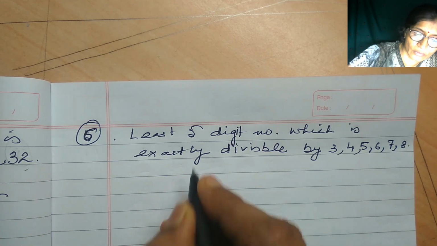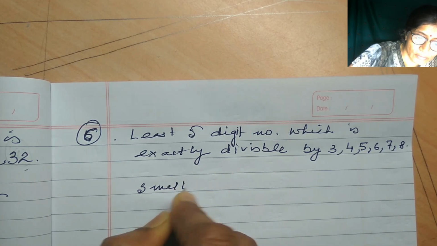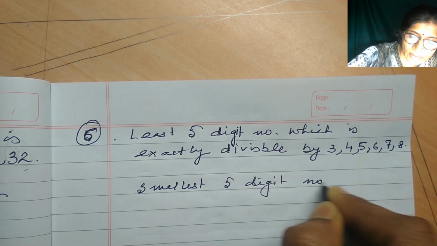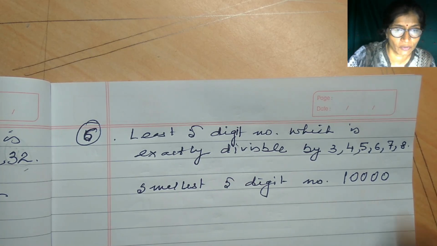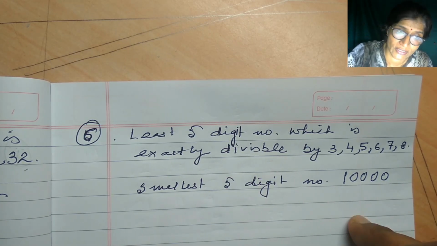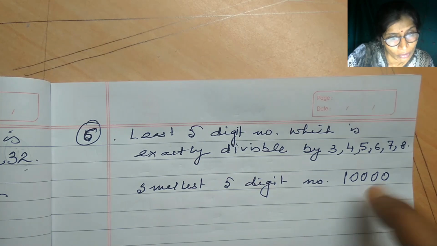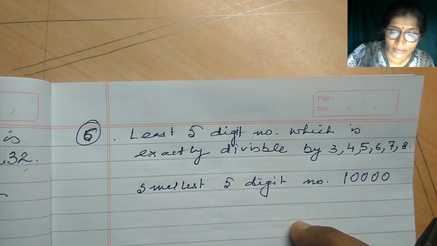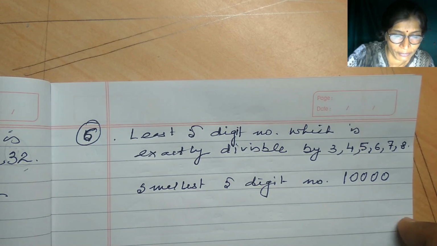So first I have to know the smallest 5-digit number, that is equal to this. That is the smallest 5-digit number. I'm asking you for a 5-digit number which will be divisible by this. It means that number will obviously be either this or more than this, because as soon as it becomes less than that, it will not be a 5-digit number, because 1 less than this is 9999, 4 nines will be there. So that is not a 5-digit number, that is a 4-digit number.